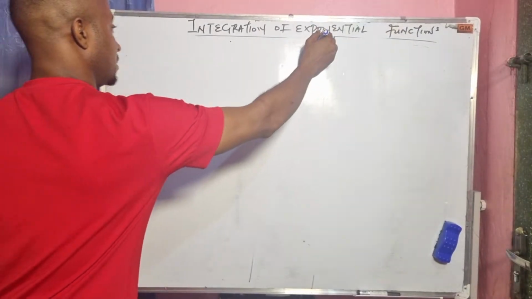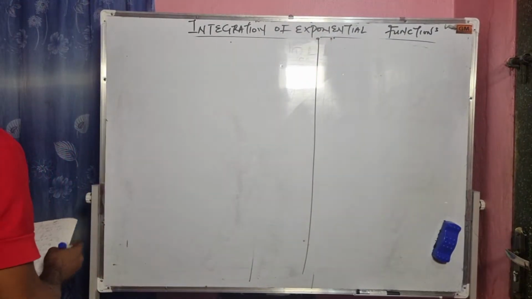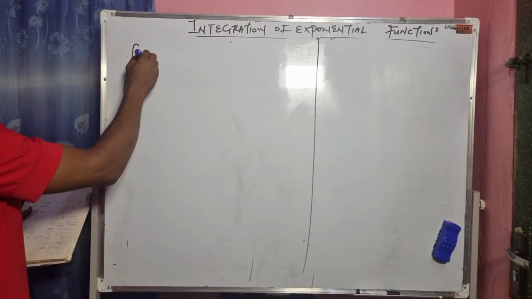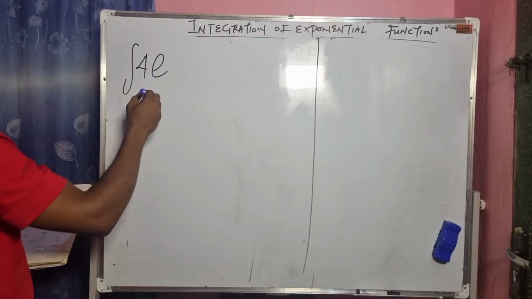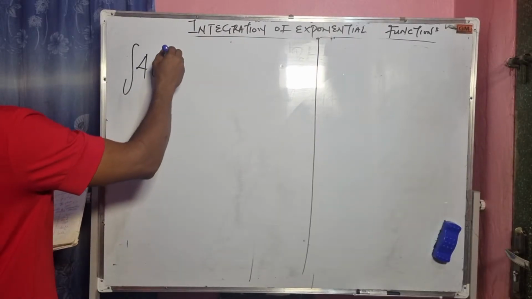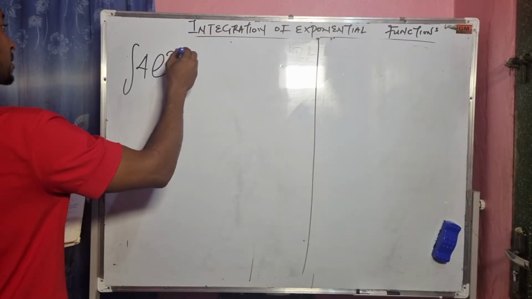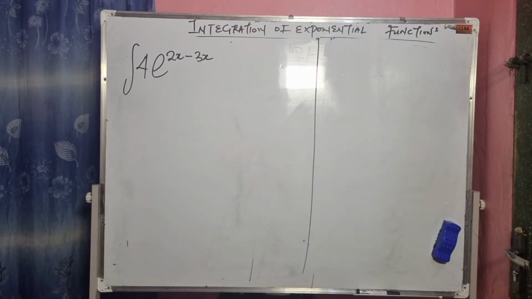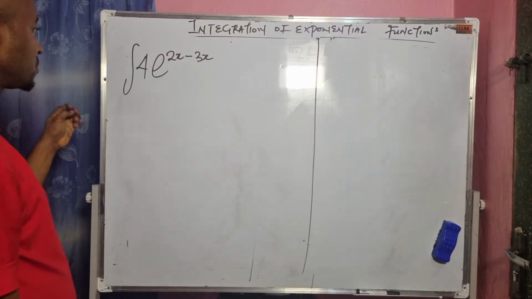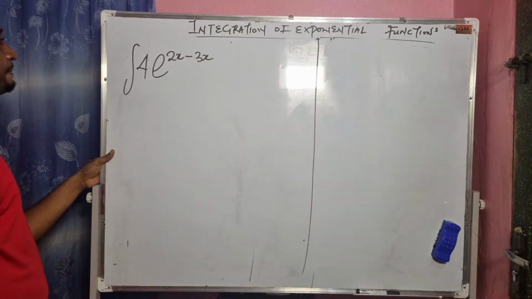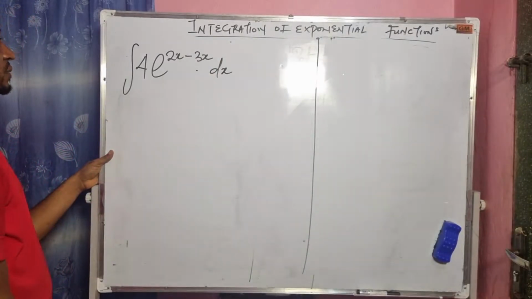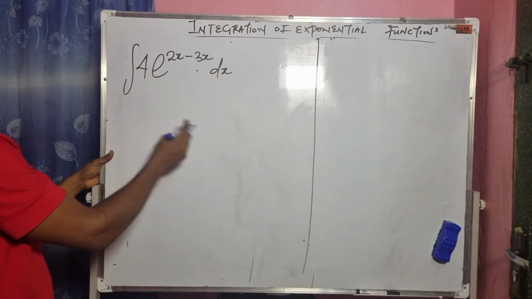The next question here says integrate or evaluate the integral of 4 exponential 2 minus 3x. So what do we do here? This is all in x. What do we do here? We have to do the same process again.